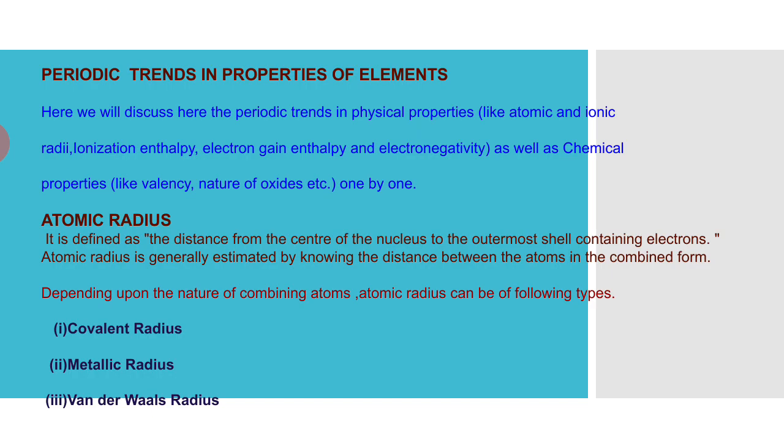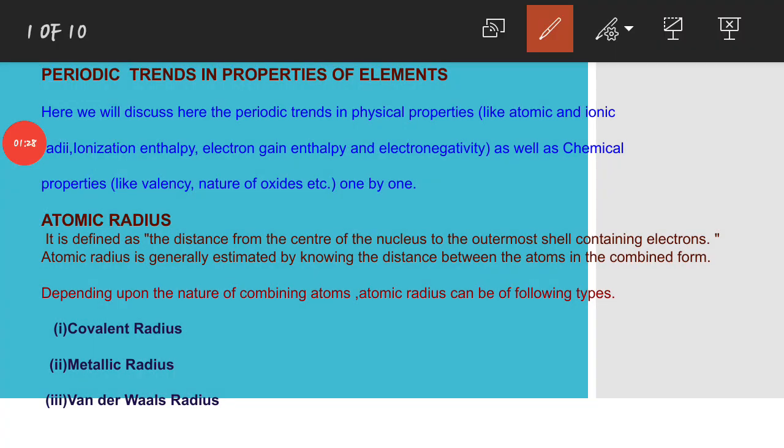Atomic radius is defined as the distance from the center of the nucleus to the outermost shell containing electrons. Atomic radius is generally estimated by knowing the distance between the atoms in the combined form. Depending upon the nature of combining atoms, atomic radius can be of the following types. First, covalent radius. Second, metallic radius. Third, van der Waals radius.